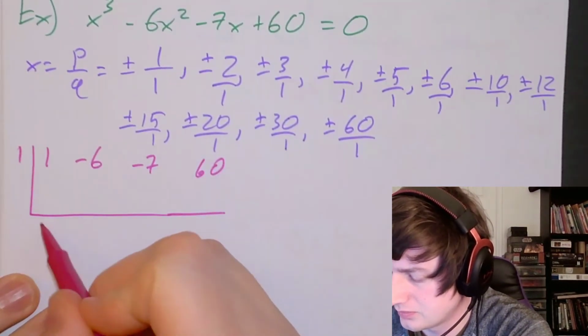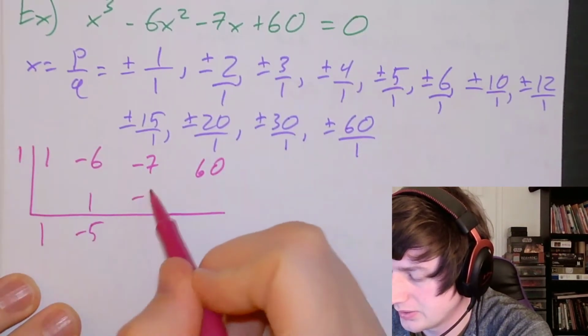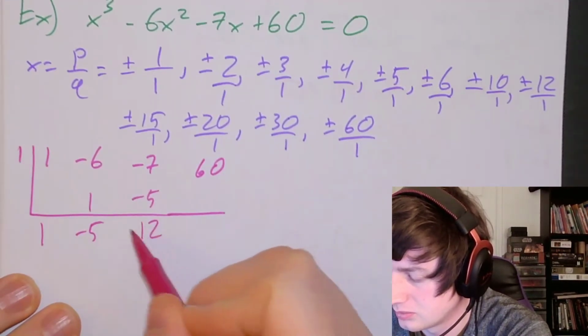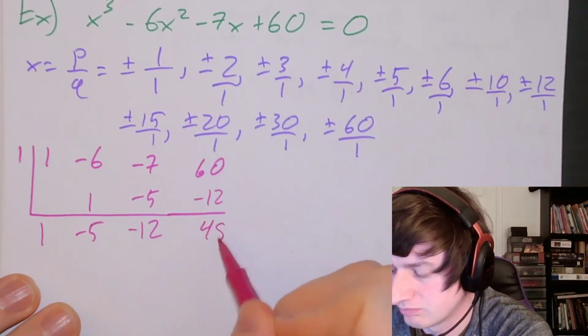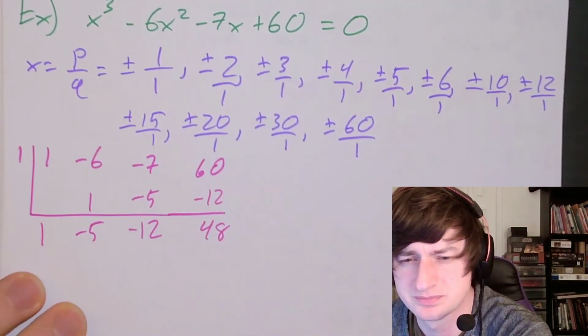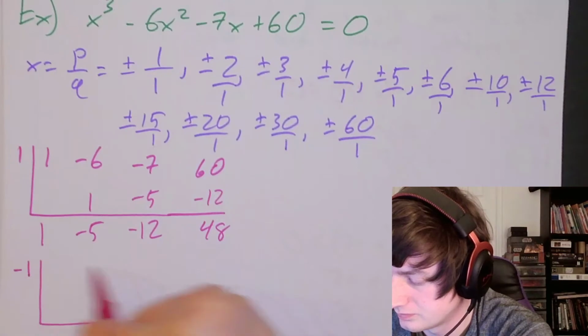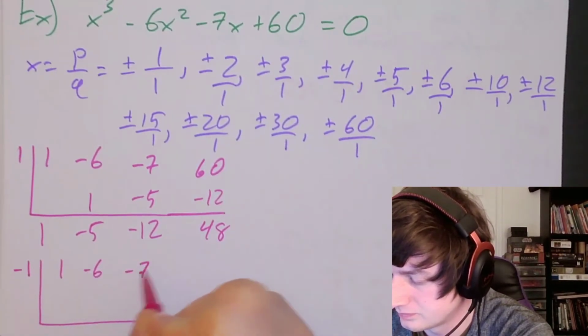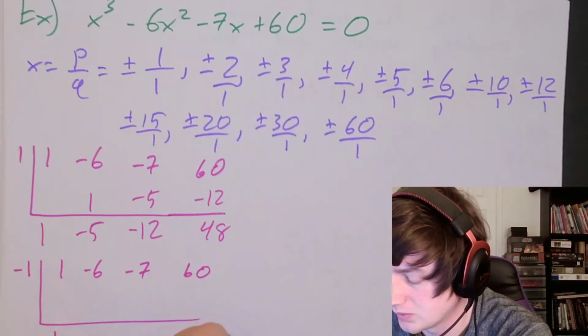So we add down, we multiply, we add down, multiply, we add down. Not 0. So then we check negative 1. Same stuff. Add down and multiply.